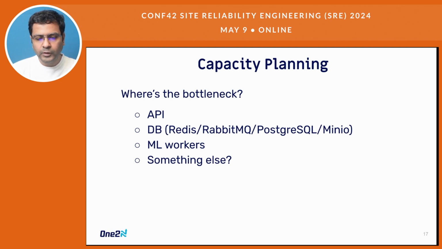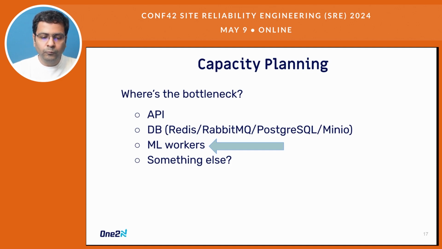So for example, if you think about various components from the architecture, we have the API, which is a simple API which just talks to the database and gets the results from the database. There is the database, which is a stateful component. It could be Redis, Rabbit, Postgres, etc. Then ML workers and something else. So where do we think is the bottleneck? Obviously, it was on the ML worker side because that's the component which takes the most time in the request path.